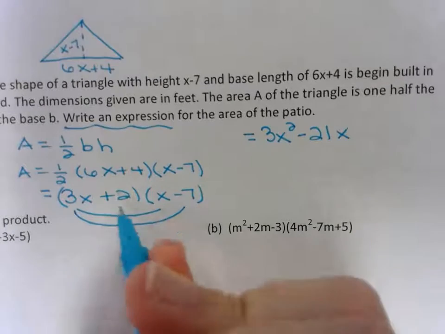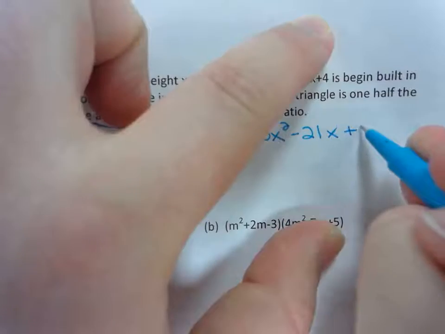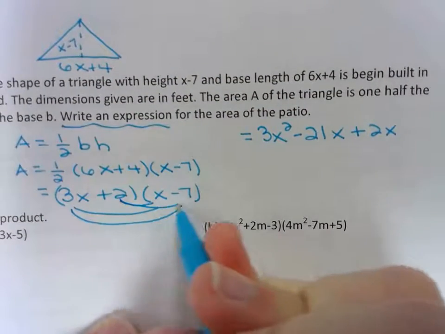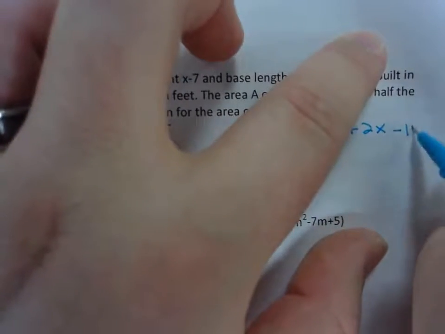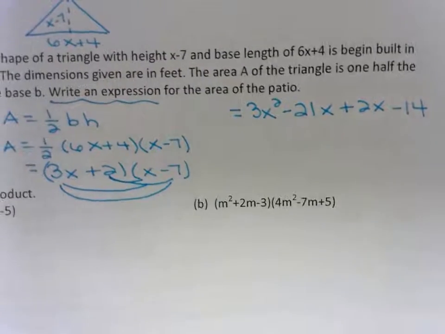My inside, if I start distributing my 2x. And then 2 times negative 7. So there's my expression. Yep. So make sure we have that down. We'll talk about how to simplify in a second.